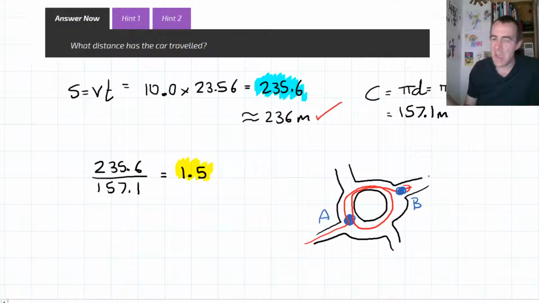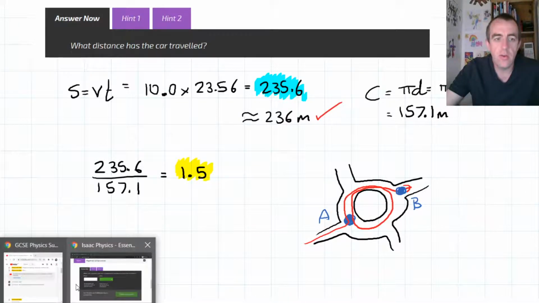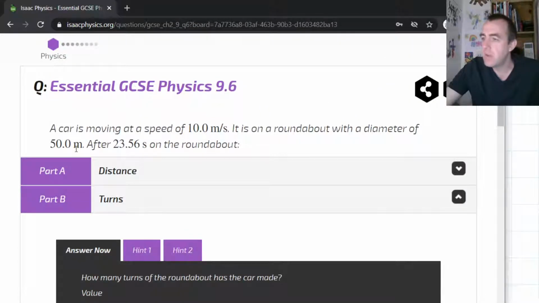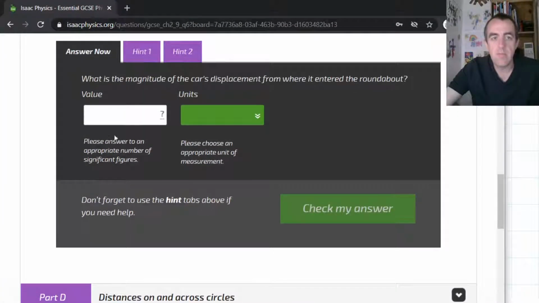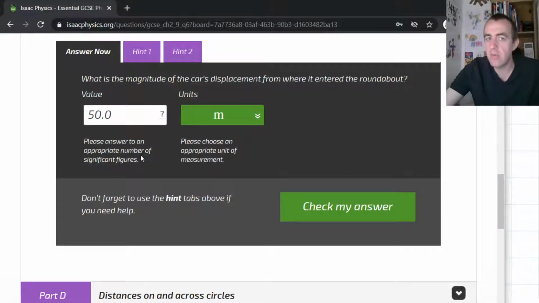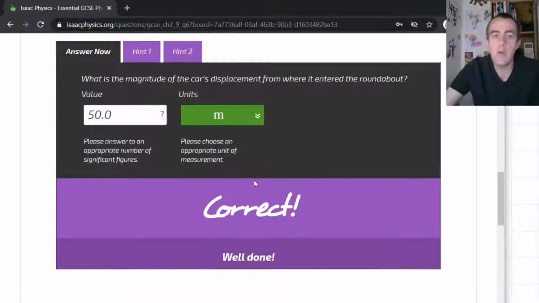Well, that's the diameter of the circle, isn't it? You can see that from the quick sketch, that from one side to the other side is the diameter. And we were given the diameter in the question. In the question, it told us that the diameter of the circle was 50.0 meters. So let's type that in. 50.0 meters. Now, it might shout at me about significant figures here. Let's see. No, it's okay.